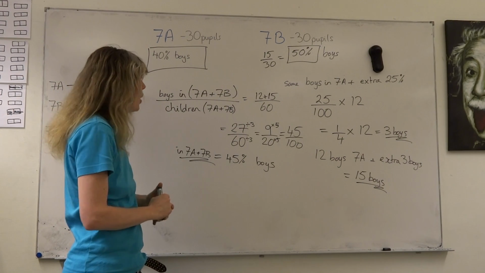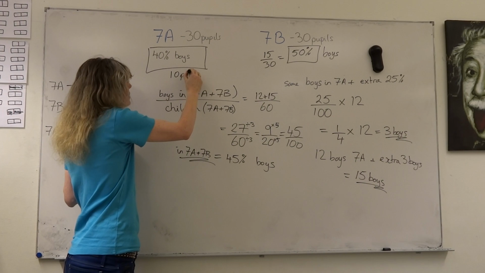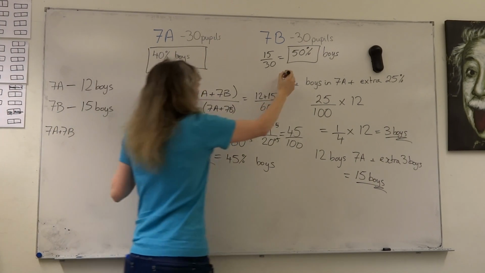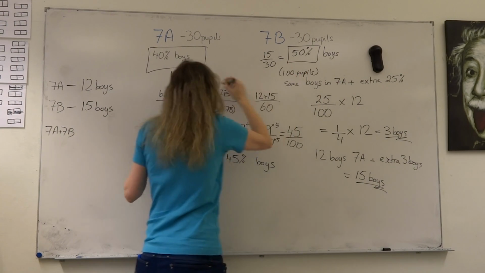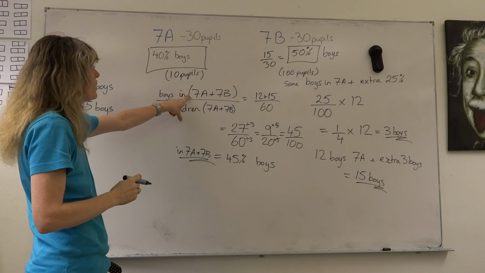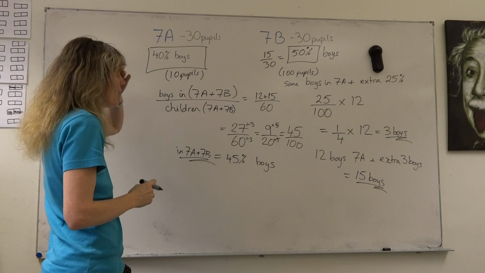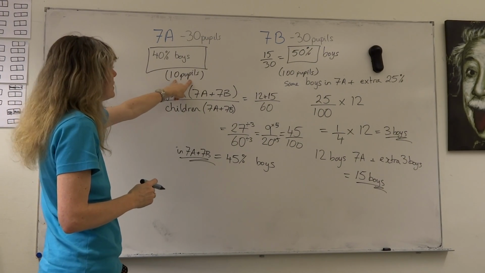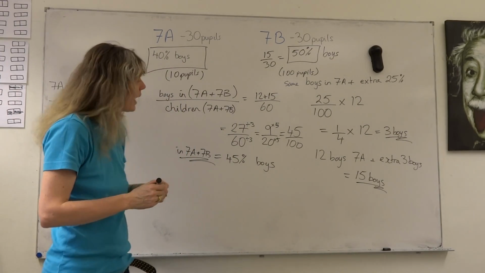And you should try that at home. Pretend that there are 10 pupils in this class. How many boys would that be? And there were 100 pupils in this class. How many boys would that be? Work out the percentage using this formula, boys in 7A and 7B divided by the children, compared with working out the percentage if you took the average percentage of this class and this class. Okay, good luck.